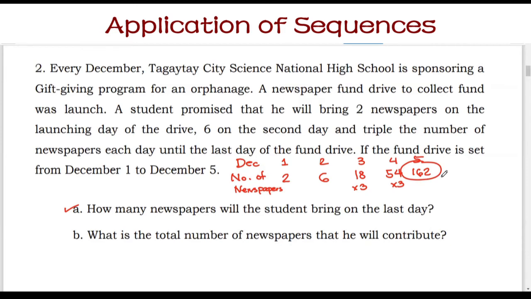Now, kung gusto nyo ng formula, pwede naman. So, sige. Pakita natin yung formula.